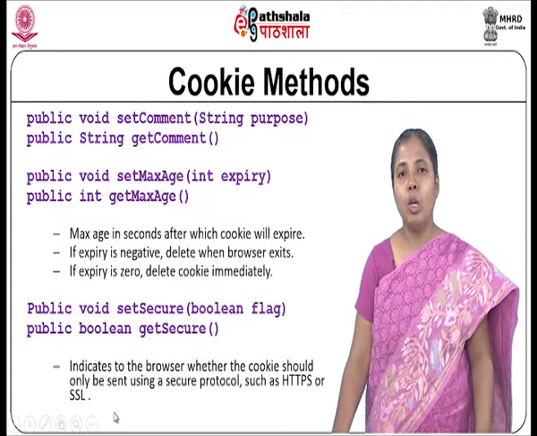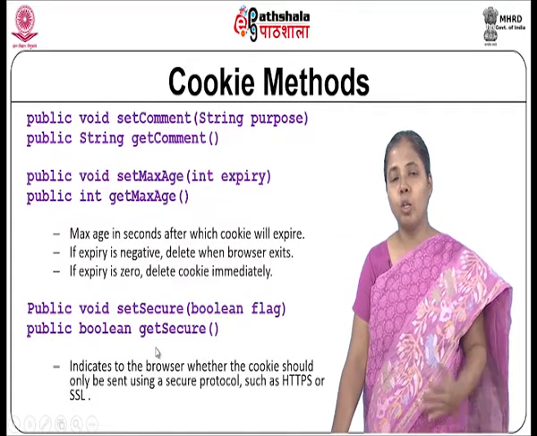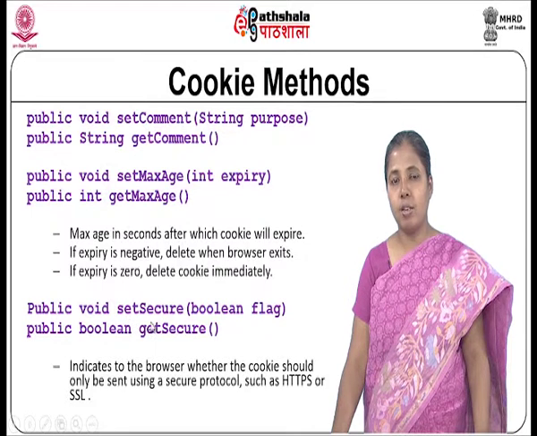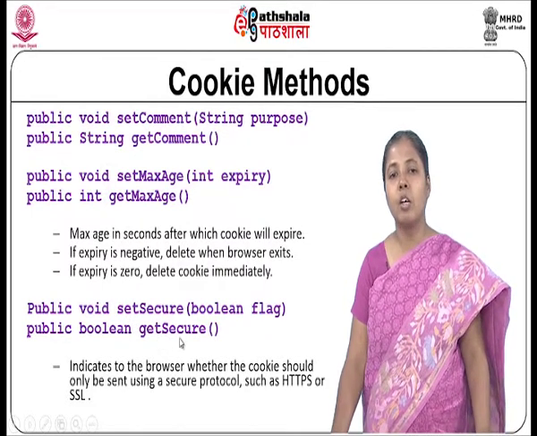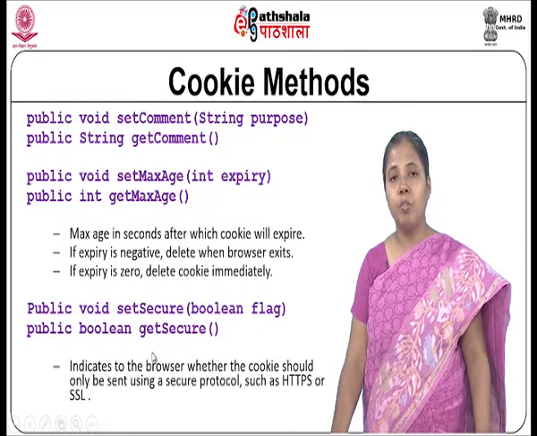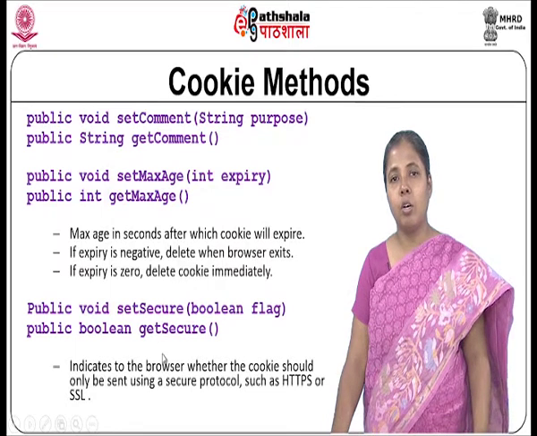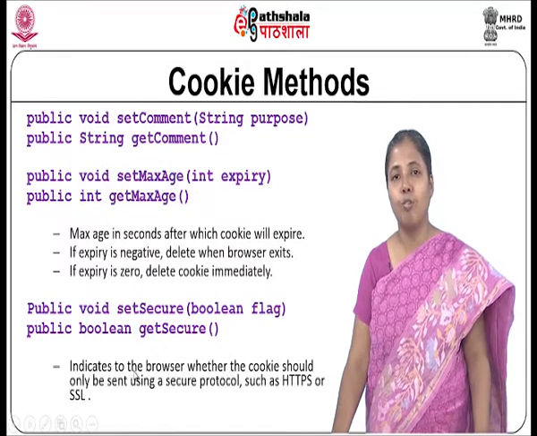Otherwise, a cookie can be spoofed. So, if you want to send the cookie through a secured protocol like HTTPS or SSL, you can make use of the method setSecure, and you can also find out whether it is set for secure transmission. getSecure would return a boolean value saying whether it is set as true or false.